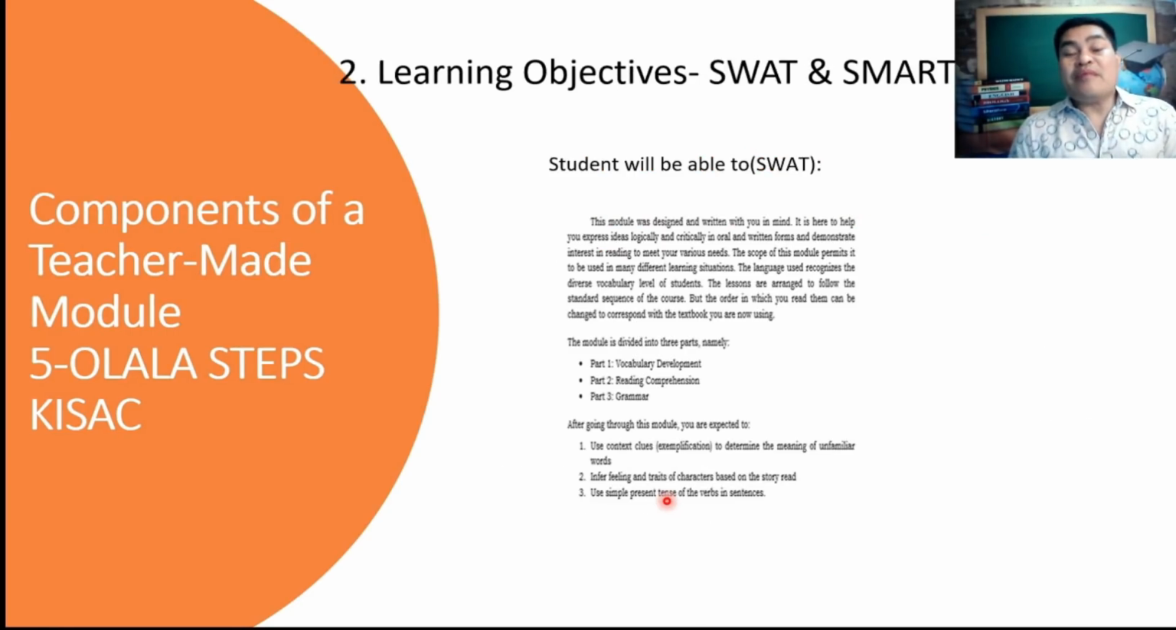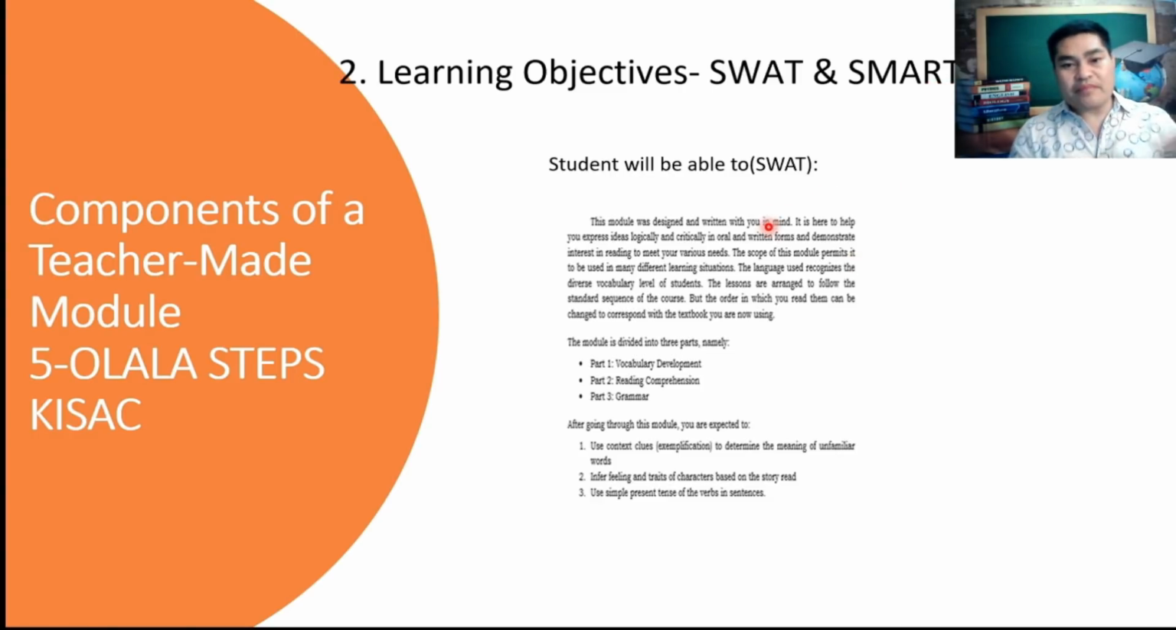Now, step number 2, the most important thing of all is we need to provide learning objectives. What are the goals that you need to accomplish after your students will answer that module? So just keep in mind to use the acronym SWBAT and SMART. Okay, SWBAT means student will be able to, what are the objectives? And your objective should be SMART, meaning it should be specific, measurable, attainable, realistic, and time bound.